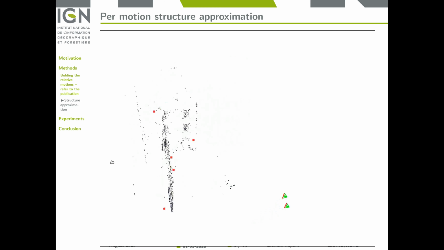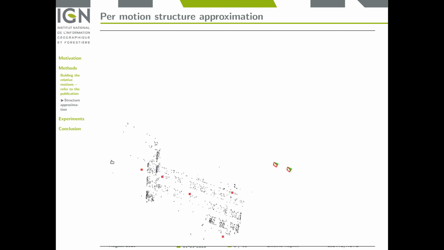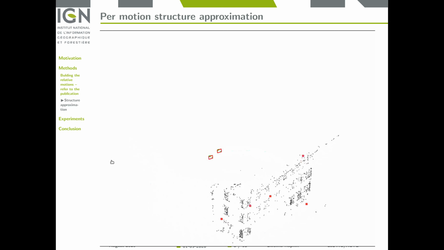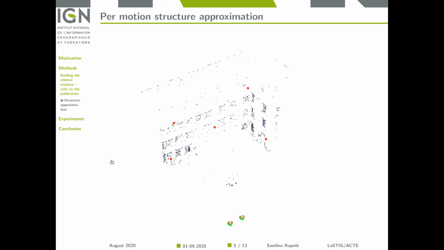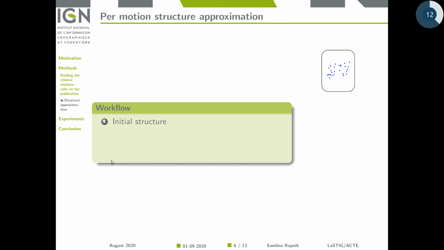Here's an example of the structure approximation from a single pair motion. The cameras are the 2 frustums marked in green and red. The black points are the point correspondences constituting the full structure, and the 5 red points are the generated virtual points. How do we go about this?